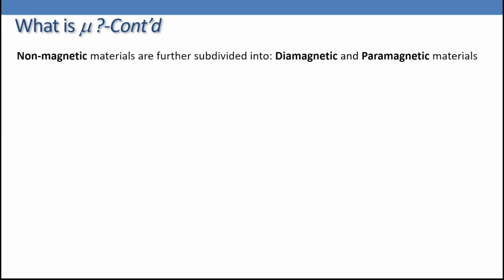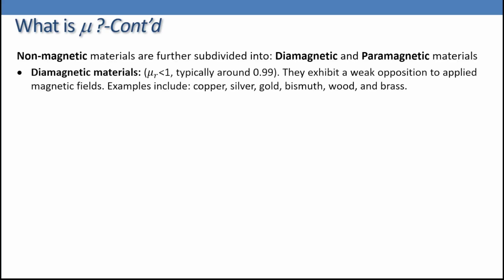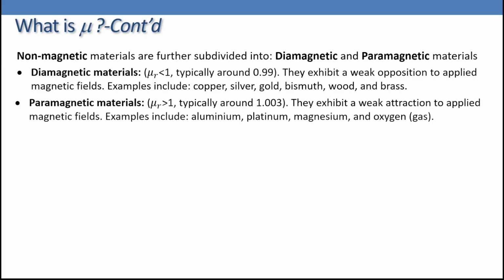Non-magnetic materials can be classified into diamagnetic and paramagnetic materials. What do you mean by diamagnetic and paramagnetic? Diamagnetic materials are those where μr is slightly lower than 1. These materials exhibit a weak opposition to an applied magnetic field, for example copper, silver, gold. And paramagnetic materials are those where μr is slightly higher than 1. These materials exhibit a weak attraction to an applied magnetic field, for example aluminium, platinum, and magnesium. So in this case, we can consider μr equals 1.